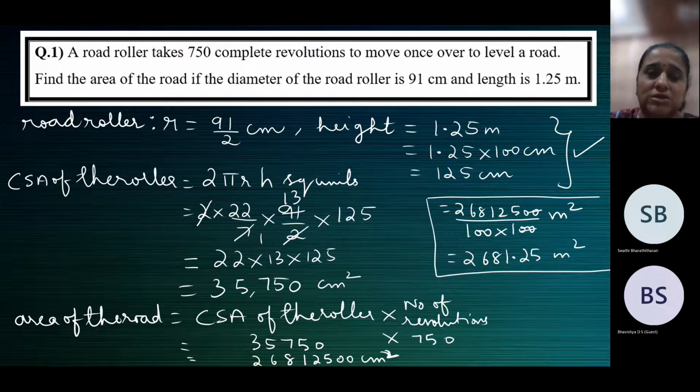So in one revolution, just think about the road roller. In one revolution, the area covered is 2 pi r h, because in one revolution the CSA will roll once over the ground. Curved surface area, that's also area. So whatever is the CSA of the roller, that area will be covered on the road.